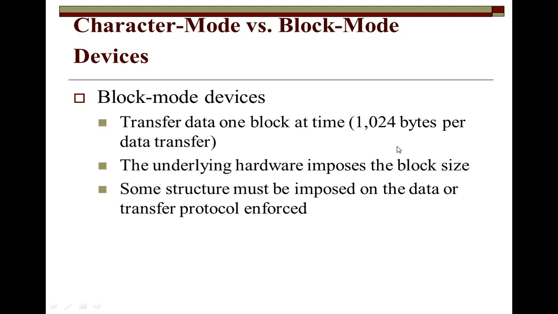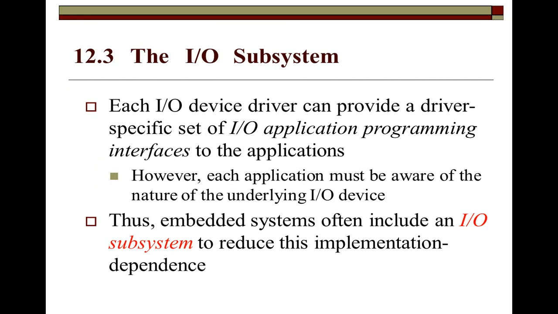Now what is block mode? Block mode is going to transfer data one block at a time, that is nothing but 1024 bytes per data transfer. But what was the case in the character mode? As the name implies, character means only one byte can be taken at a time, and the data is transferred serially.